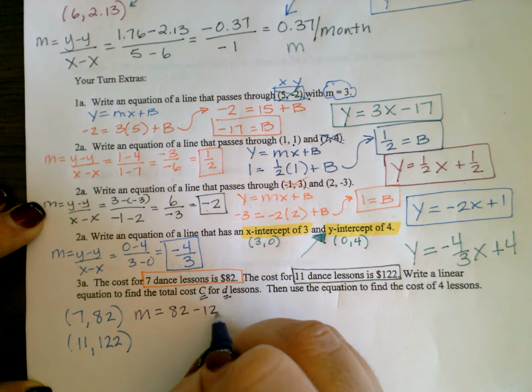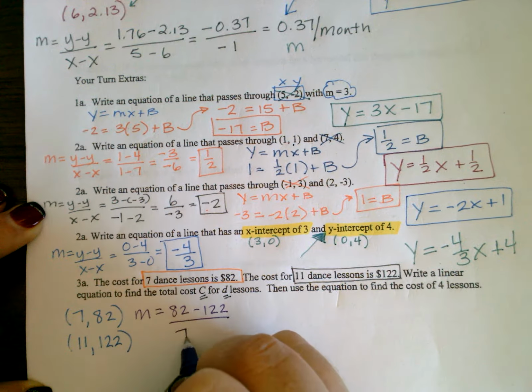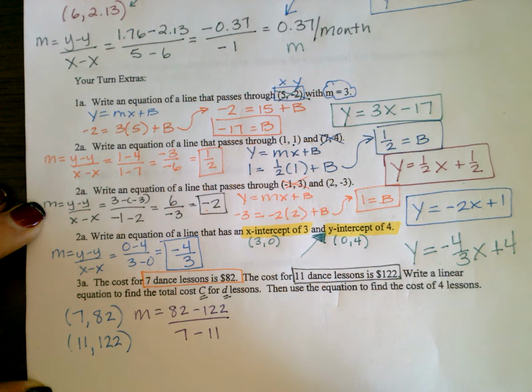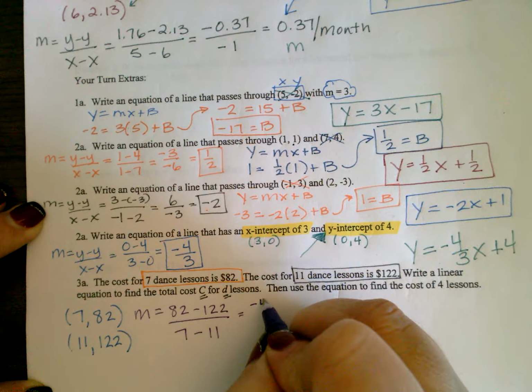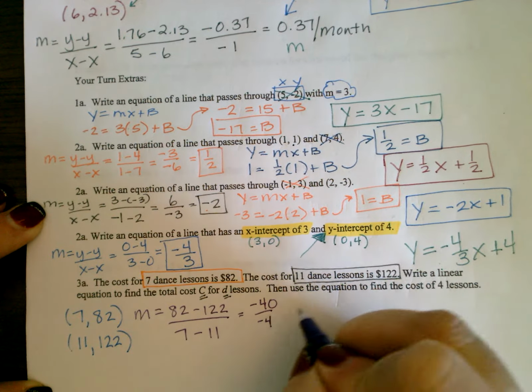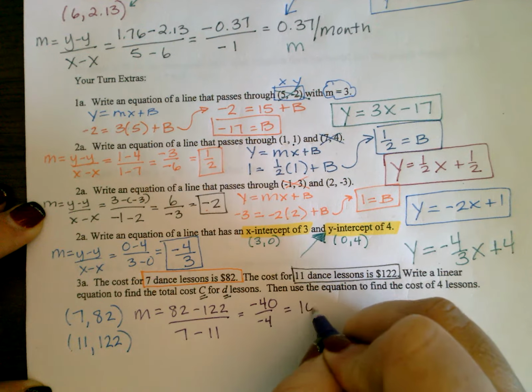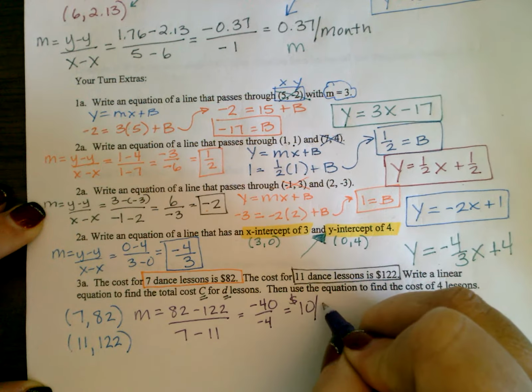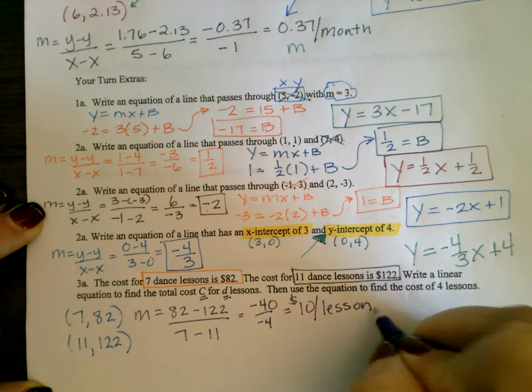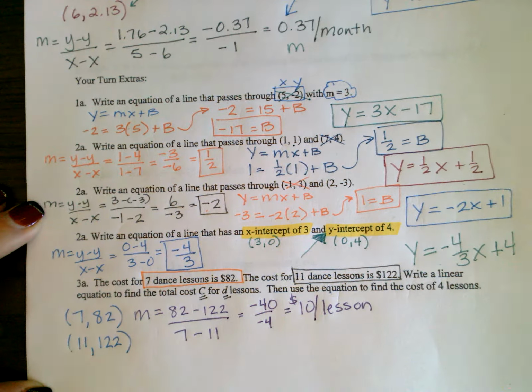So I'm going to find the rate of change, the cost per lesson. I would do y minus y over x minus x, negative 40 over negative 4. That equals $10 per lesson. Just so I know what it's talking about.